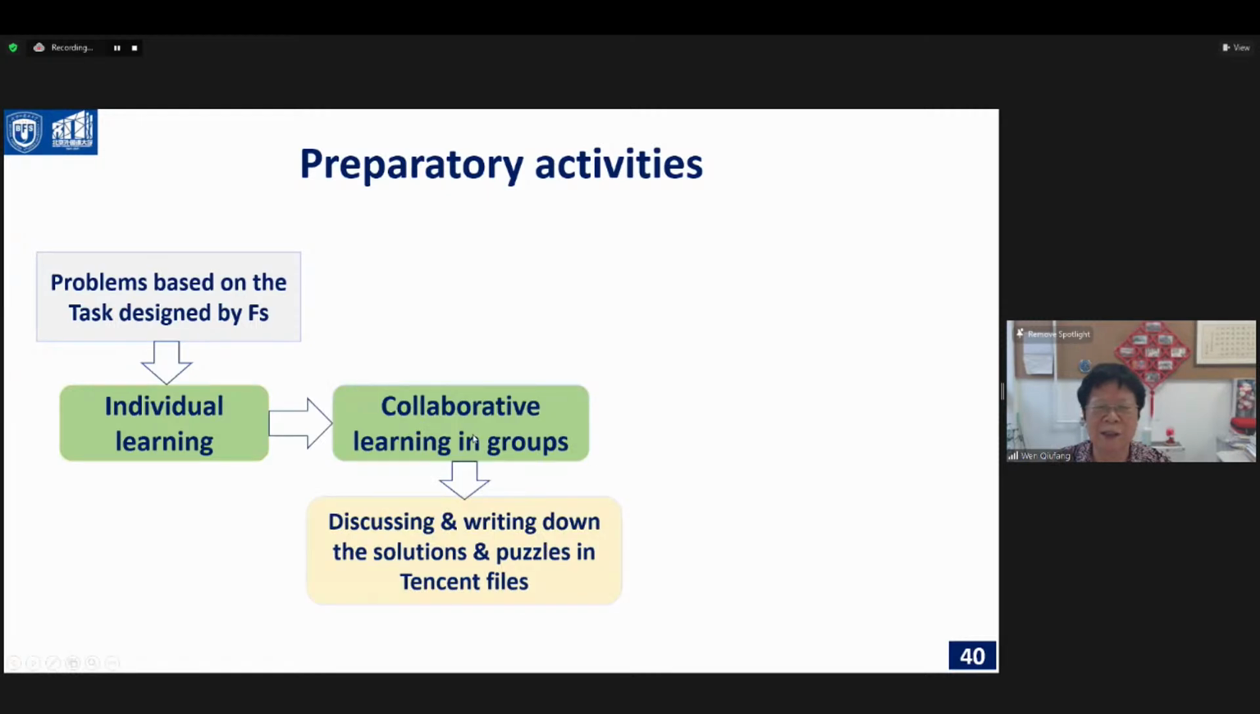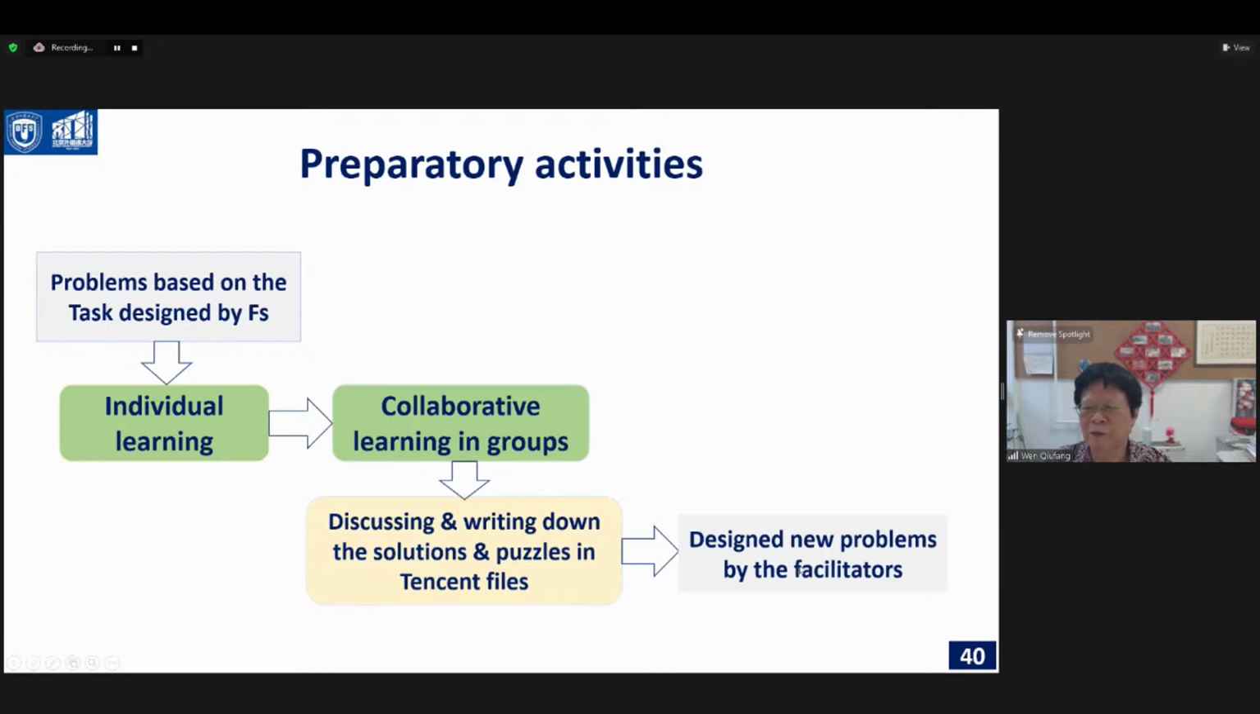And then the second step: once they finish the individual learning, they go to their groups. I told you at the beginning that within each team they are divided into groups. And they have collaborative learning in groups. They discuss and write down the solutions and the puzzles in Tencent files. Here, Tencent is a social media platform; you may understand it as electronic files.